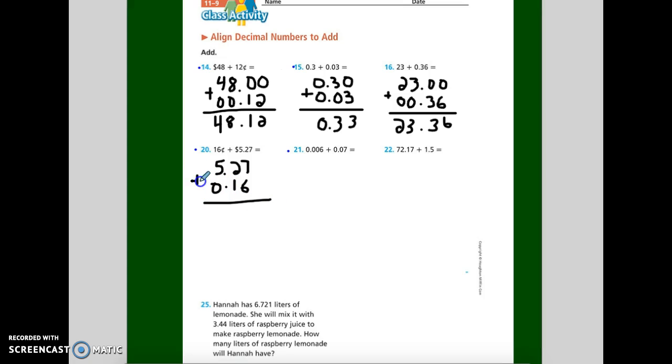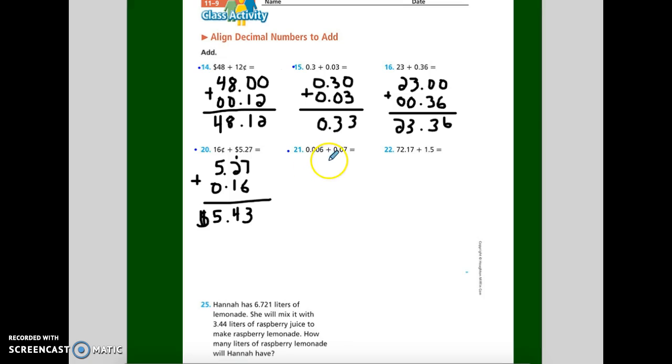Now, it adds just the same. So if you have to carry something, you just carry it. So 6 plus 7 is 13. So I do 3. Carry my 1. 2 plus 1 is 3 plus 1 is 4. Bring down my decimal. 5 plus 0 is 5. So I end up with $5.43. All right. Now let's go ahead and try this one. Go ahead and pause your video again and work through 21.